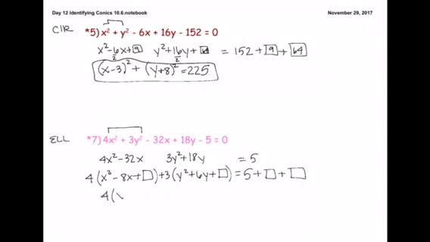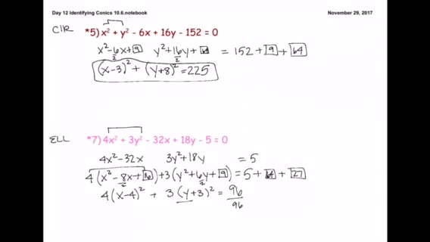4 times the quantity of x, b divided by 2 is negative 4 squared. Negative 4 squared is 16. 16 times 4 is 64. b divided by 2 gives us a positive 3. 3 squared is 9. 9 times 3 is 27. 5 plus 64 plus 27 gives us 96.